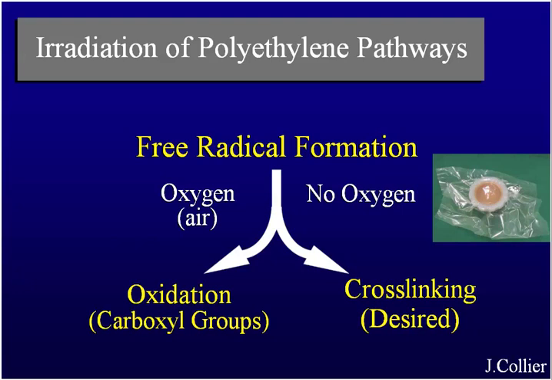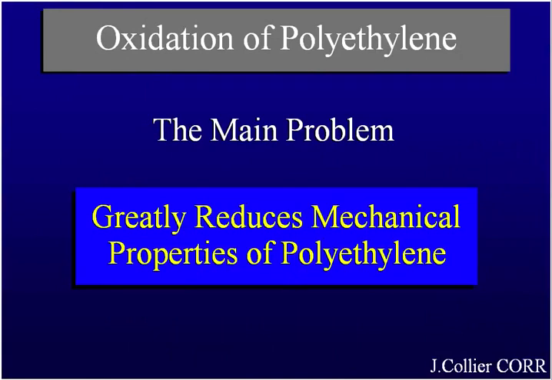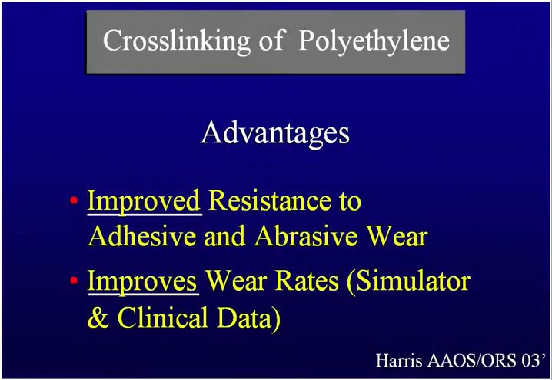On the other hand, if you store your polyethylene without oxygen, either in argon vacuum packaging or nitrogen packaging, you're going to get cross-linking. The main problem with oxidation of polyethylene is that it greatly reduces the mechanical properties of polyethylene significantly. So when you cross-link polyethylene, you improve the resistance to adhesive and abrasive wear. So remember that adhesive wear problem with osteolysis? If you cross-link it, you have less adhesive wear. And you have improved wear rates both in simulator and wear data.